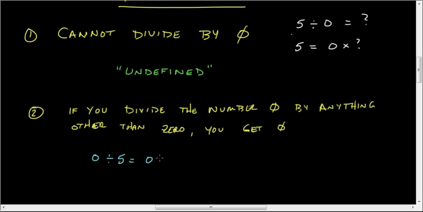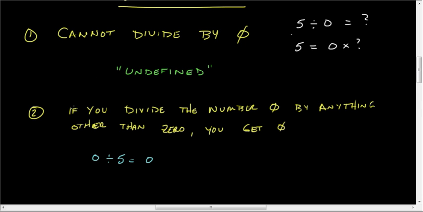Another way of looking at it is you're taking 0 objects and you're grouping them in groups of 5. How many groups do you get? Well, wait, I don't have any objects, so I can't select any, so I can't subtract. So I don't have any groups. There's nothing there to do. So 0 divided by 5 is 0. 5 divided by 0 is undefined. Little bit of a switch here.